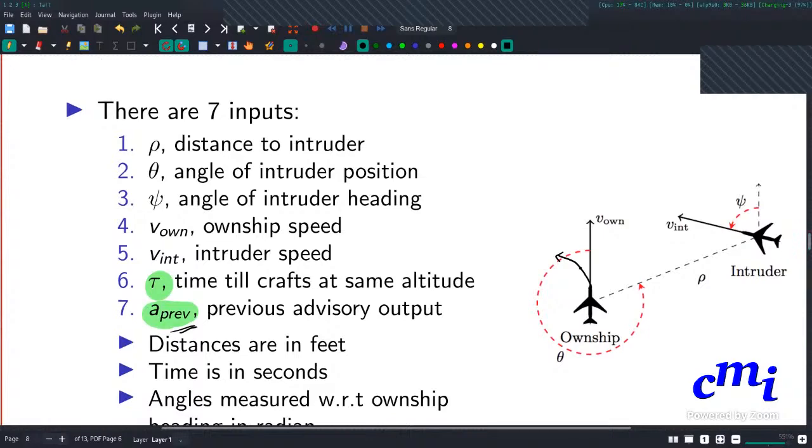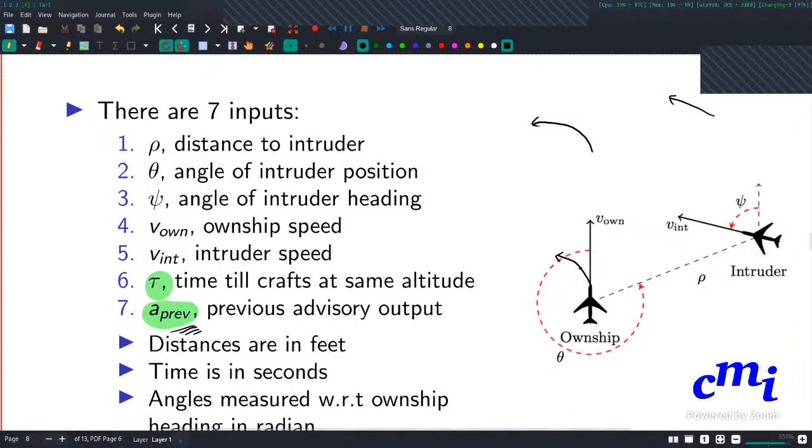So the 7th input is whatever the previous decision was, right? So the decision in the previous time step. For example, if you know this person is coming from the left and you turn, you shouldn't just keep turning just because this person is coming from the left, right? At some point you have to decide that, okay, I turned in the last instant, now I have turned enough, now I can continue to fly straight.